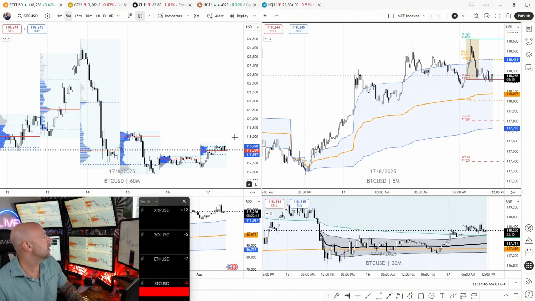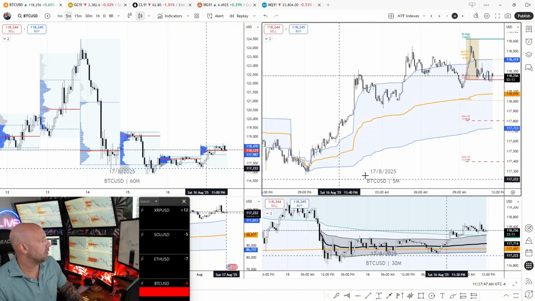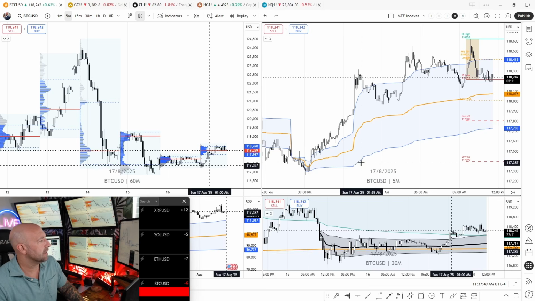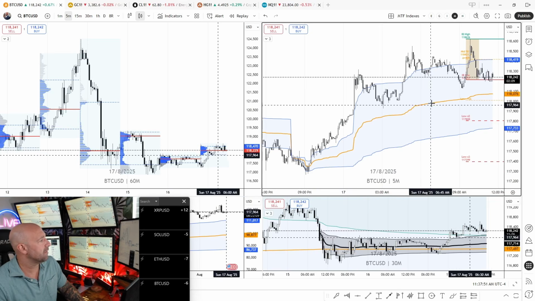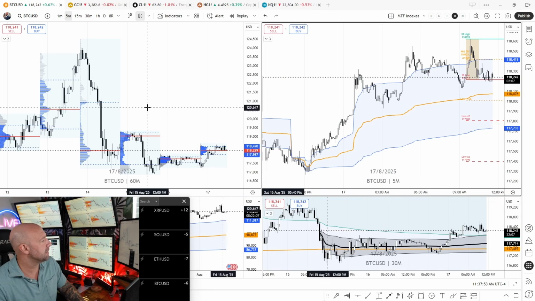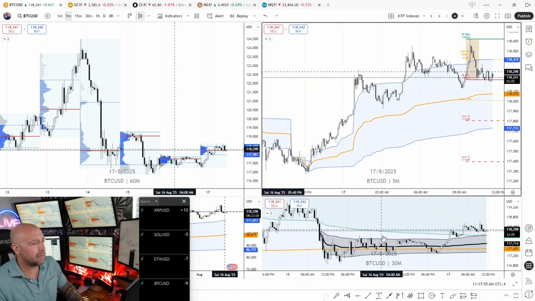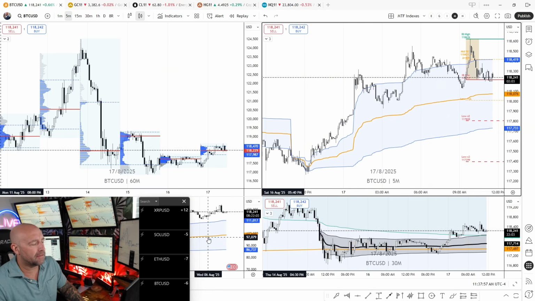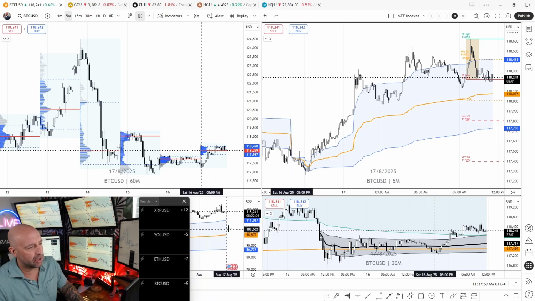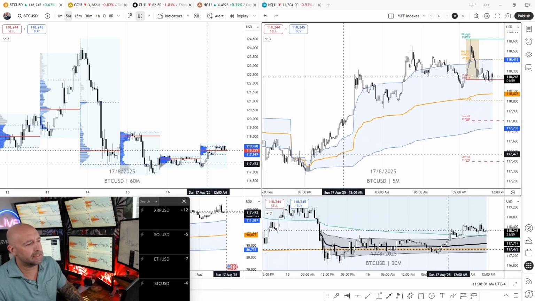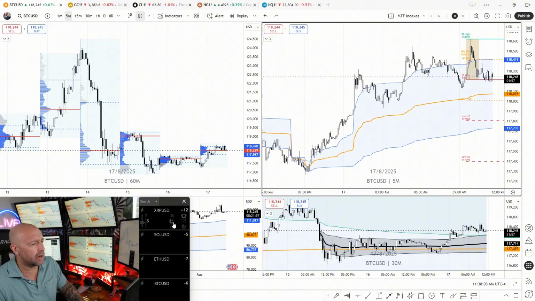Okay. So we're currently looking at Bitcoin, and it is August 17th. I have a 5-minute chart, a 60-minute chart, a 30-minute chart, and in the bottom left, you can't really see it, but this is going to be a daily chart, and I'll zoom out a little bit so you can see that. I also have Tick Strike right here.